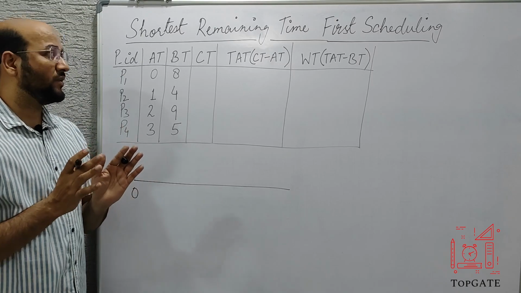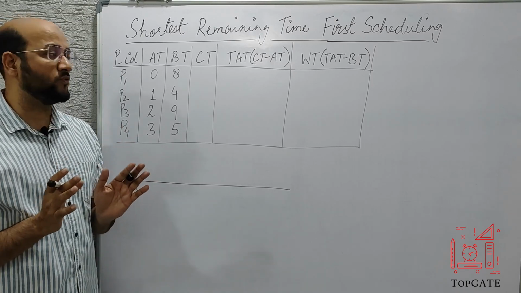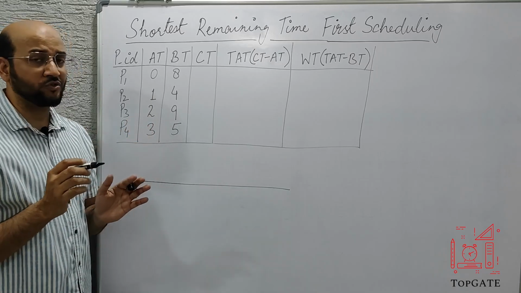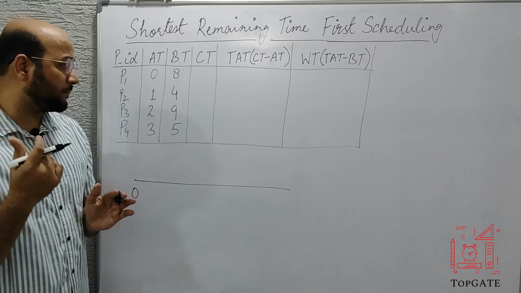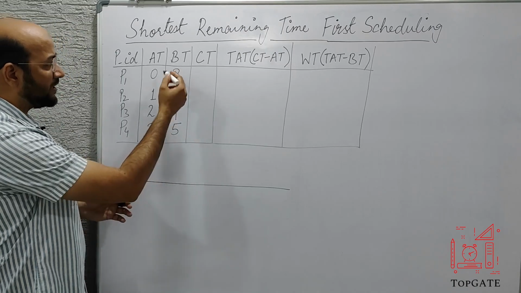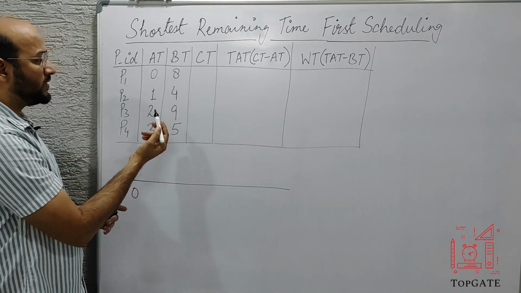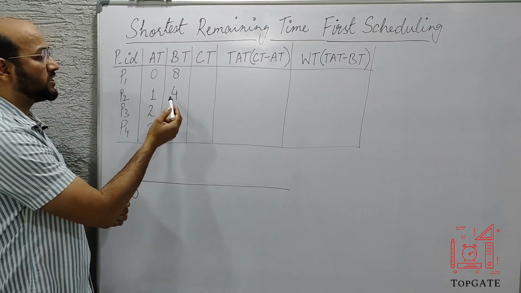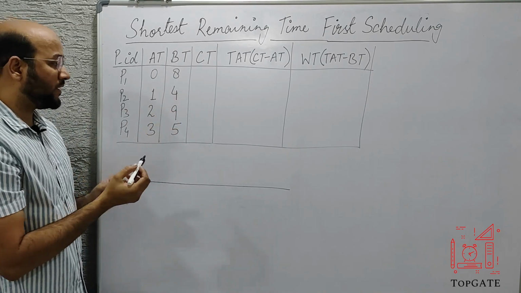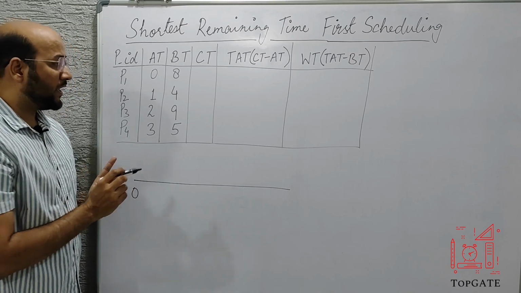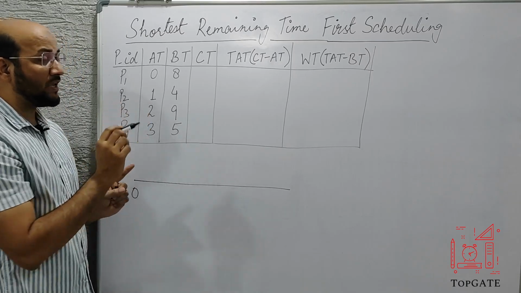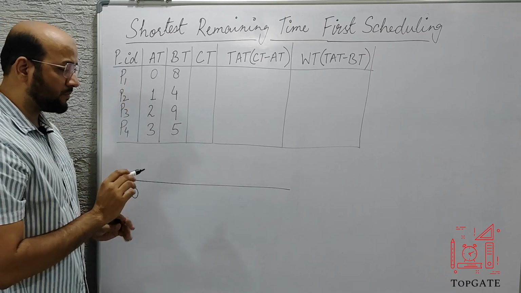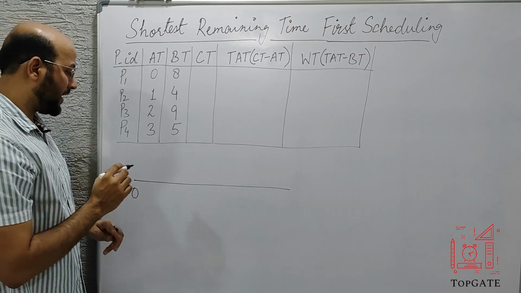And what are we doing? We are doing the shortest remaining time first algorithm. That is, the priority is given to the process having the shortest burst time. If we analyze this burst time, we can say that process P2 is having the highest priority. Why? Because its burst time is the shortest. But currently we are at time 0, and this process P2 will arrive at time 1. So I don't have any option. I have only P1 in the RAM right now. So I will schedule P1 at time 0.